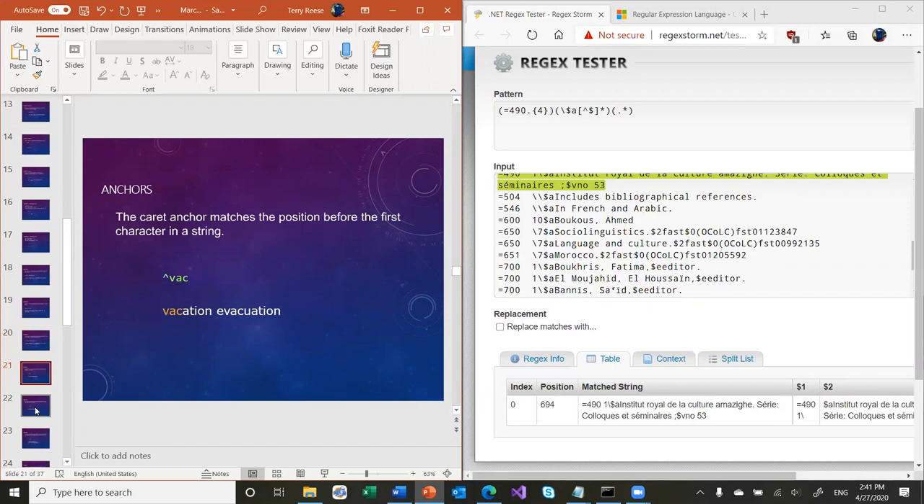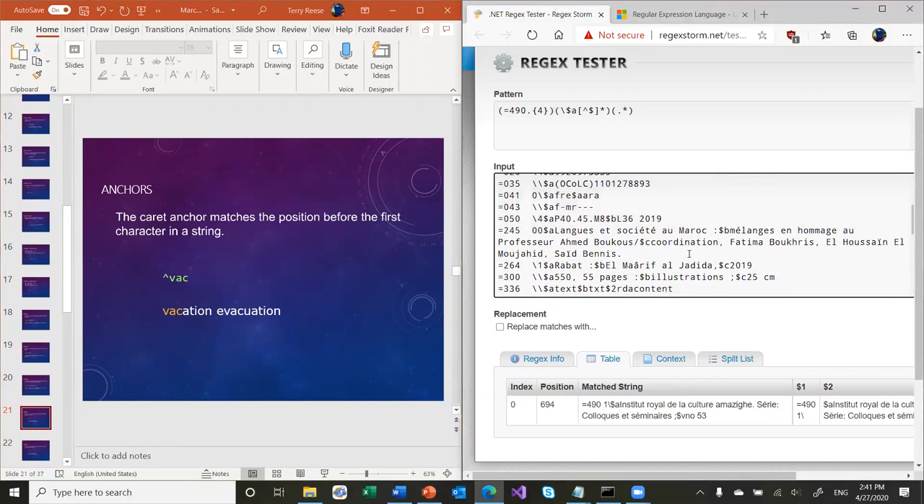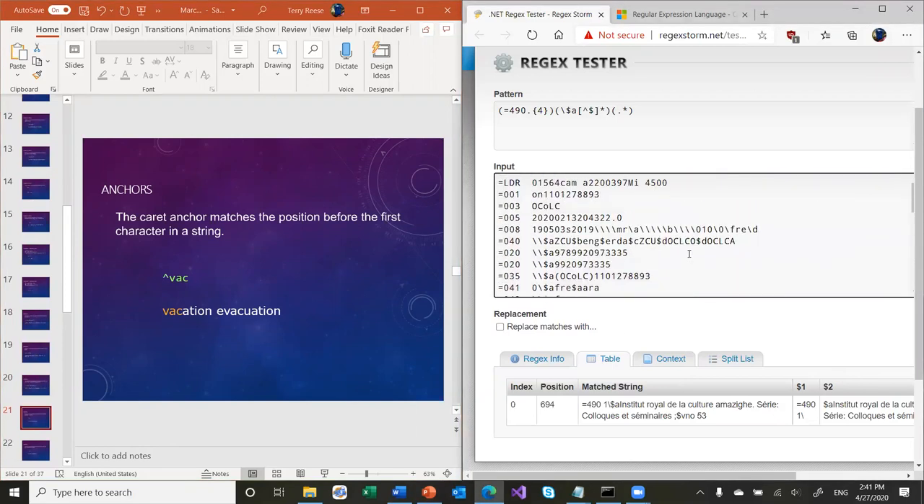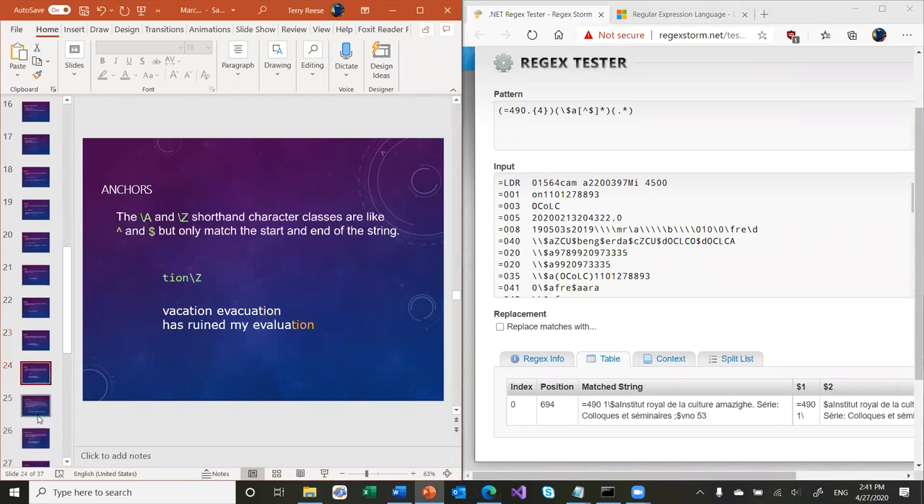Repetition. Anchors, I had mentioned anchors. They're hard to expand on here. The little caret stands for the beginning of a string. Dollar sign stands for the end of the string. There are substitutions for that: the slash uppercase A and slash uppercase Z are shorthand character classes that do the same thing. A lot of people would wonder, why would you use two characters to represent the same thing as one character? The reason I do it is for readability.